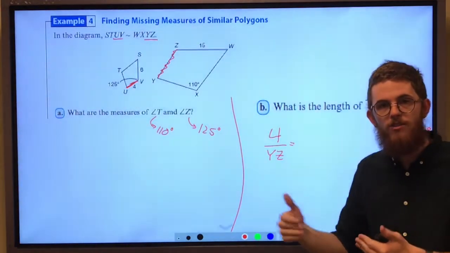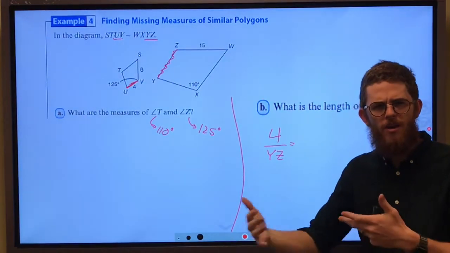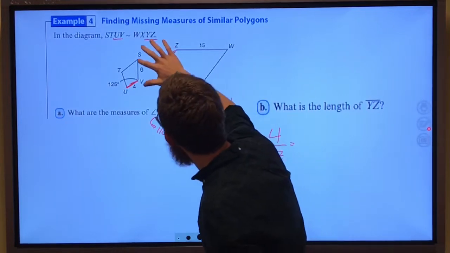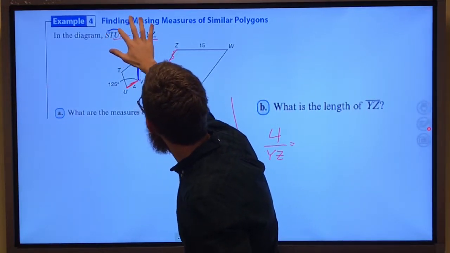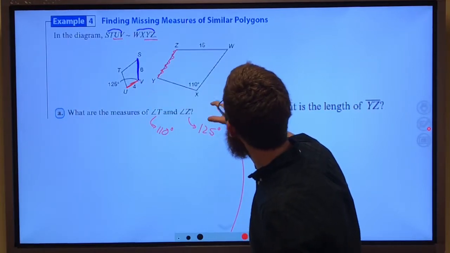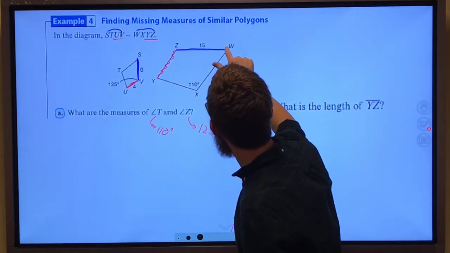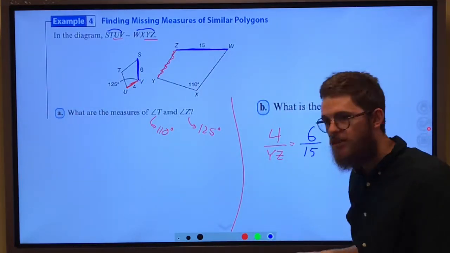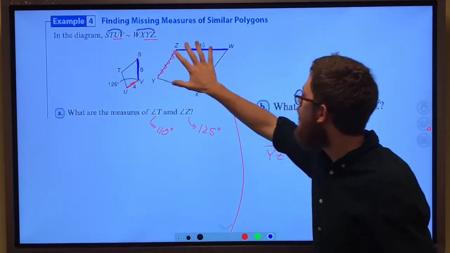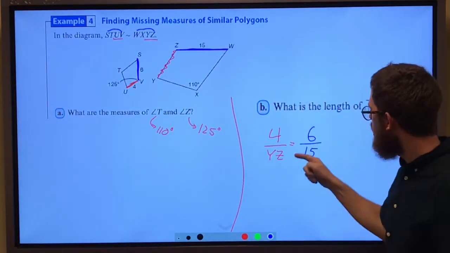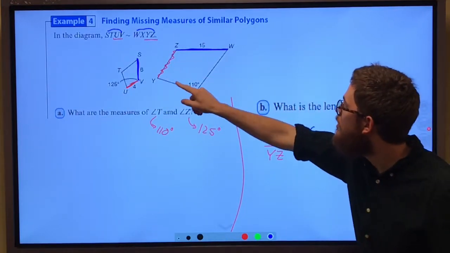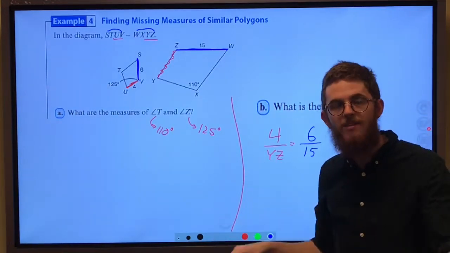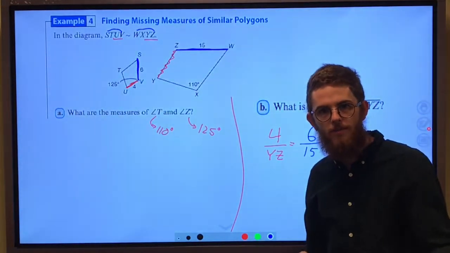We need two sides that we know, since these are similar, we know kind of what that proportion was, that ratio we're working off of. And we have SV is 6, and so that will be proportional to WZ. 6 is to 15. And notice how I kept this order important. The smaller polygon to the larger, 4 to YZ, is equal to the smaller to the larger. 6 went with 15. So I set that up. And those aren't just two random sides, but they are sides that are corresponding.